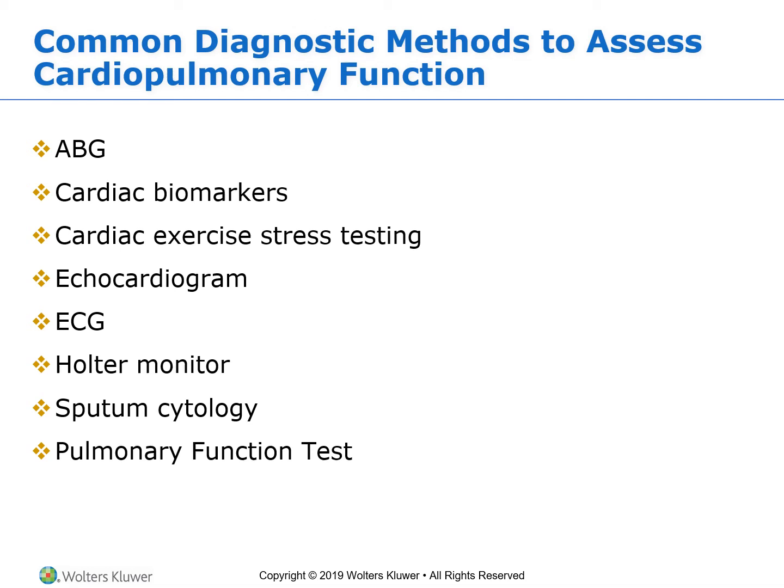EKGs, okay, those are measuring that electrical activity in the heart. Is that signal being released from the SA node, or is it being generated from somewhere else? Because if it's being generated from somewhere else, then we might have some sort of arrhythmia, some sort of blockage, some sort of other problem.